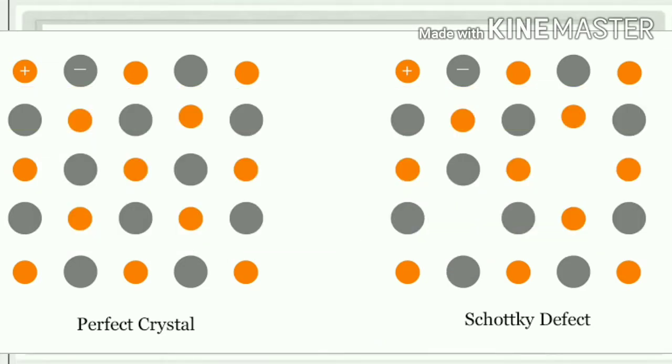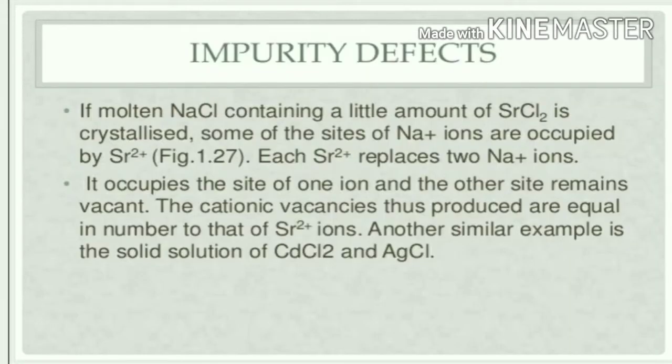So this is all about stoichiometric defect, a defect by which there is no disturbance in the stoichiometry of the solid, either ionic or non-ionic. Now we will understand impurity defect. When there is a presence of a foreign atom, ion or molecule, the defect is an impurity defect.